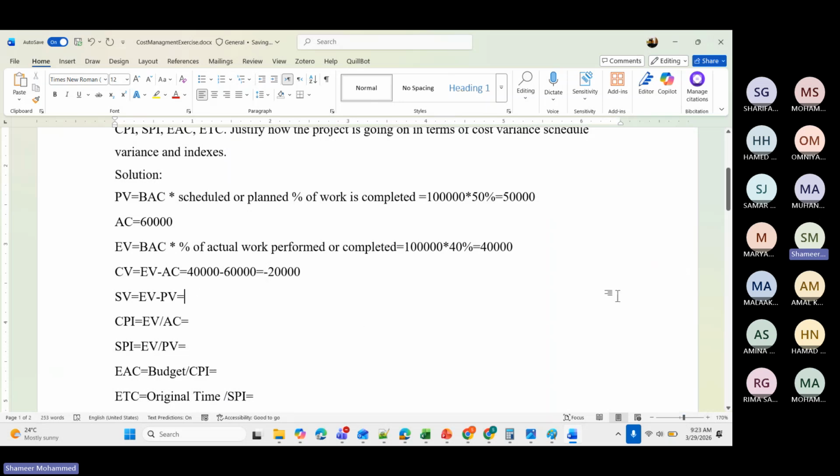Okay. Next, earned value 40,000 minus planned value 50,000. How much now? Minus 10,000. Okay, very good. Now the cost index: 40,000 divided by 60,000. How much? 0.67, sorry. Okay, 0.67.